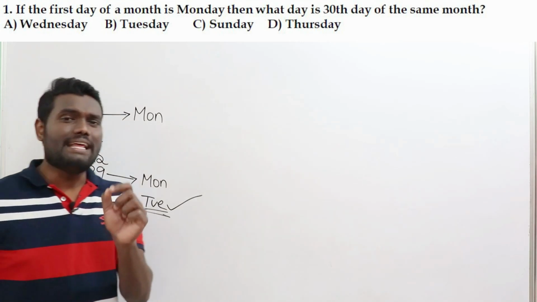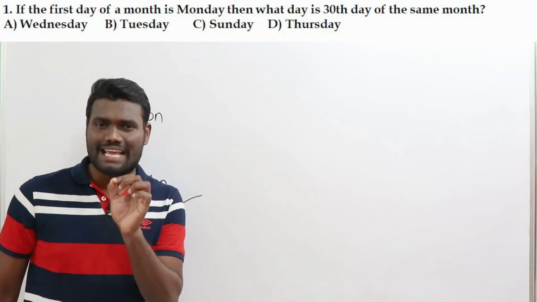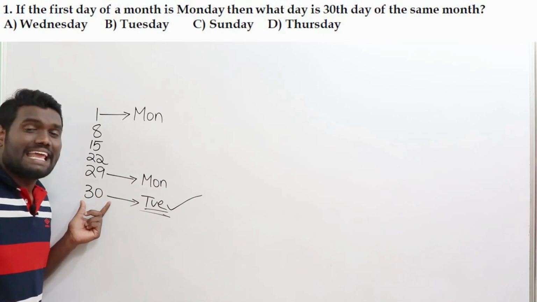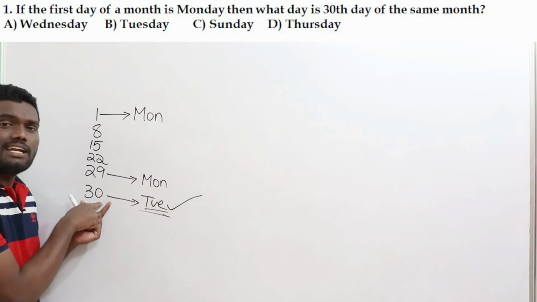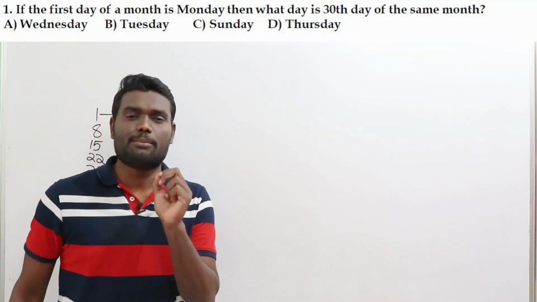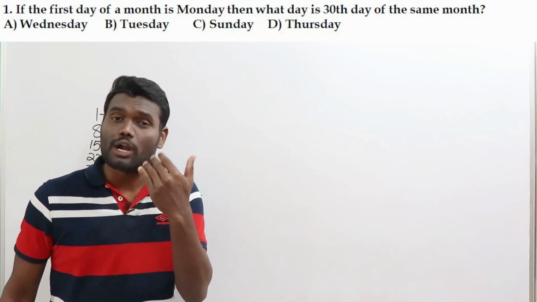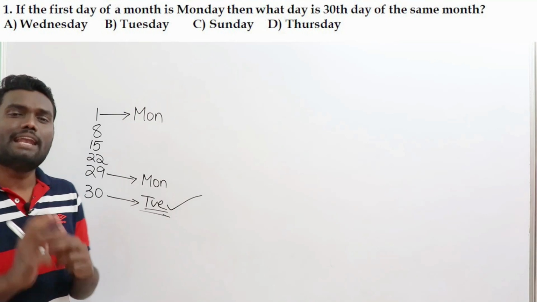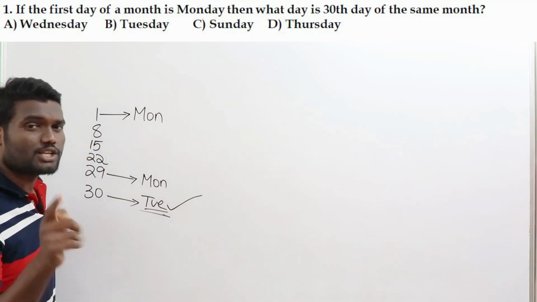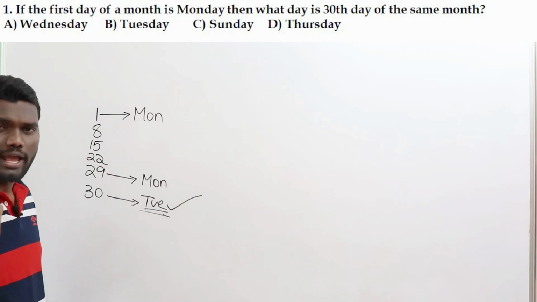And maybe the reason for getting it as Wednesday is that you have calculated odd days in 30 days. When you calculate odd days in 30 days, we'll come to know that in 30 days the number of odd days is 2. As we got the number of odd days as 2, maybe you have done Monday plus 2 and you're saying the answer is Wednesday, which is a wrong answer.